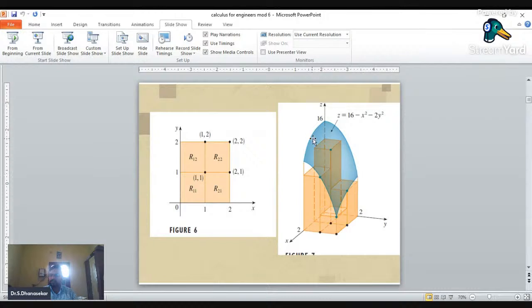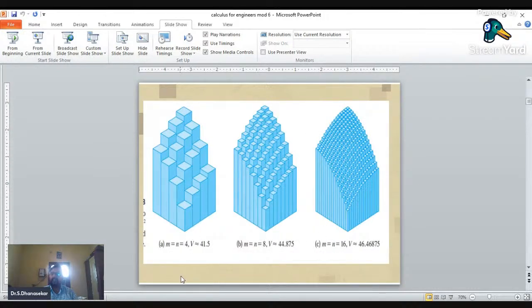This is your surface. Now, if I increase it to m equal to n equal to 4, then the volume goes to 41.5. When I increase it to m equal to n equal to 8, my V equals 44.875. If I increase it to m equal to n equal to 16, my volume increases to 46.46875. So when I increase the m and n values, it approximates the double integral. That's a key point we have to remember in the double integral.